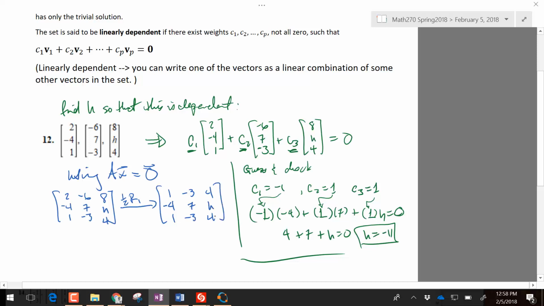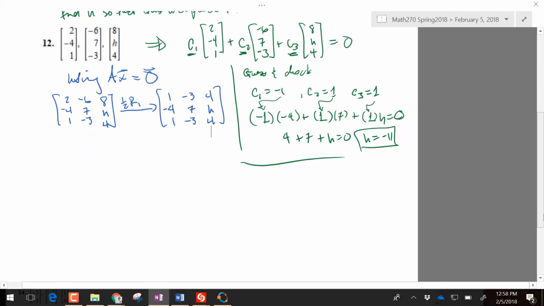I was thinking about using MATLAB for this, but there's an h, and MATLAB doesn't know what to do with random variables, since it does these things numerically, so we'll have to do this by hand.